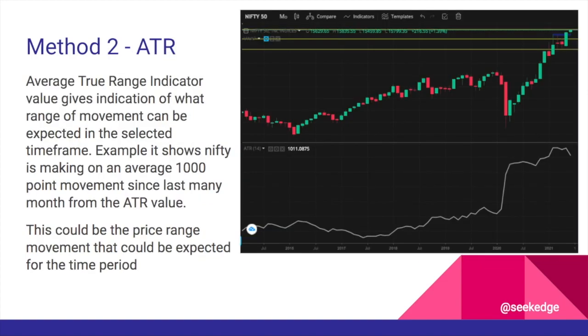So method 2 is the average true range. The average true range indicator value gives an indication of what price movement is expected in the selected period. It's an indicator that you can add to the charts.